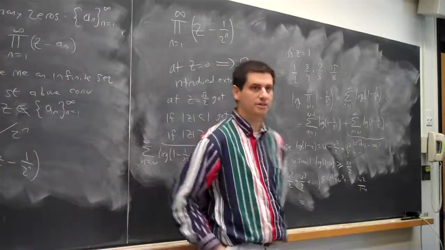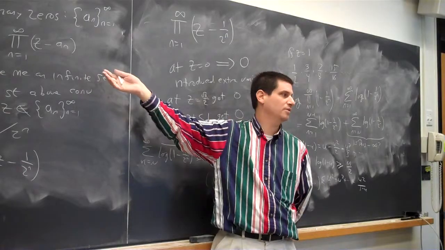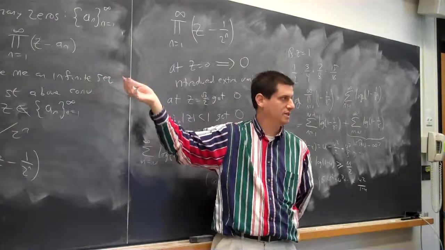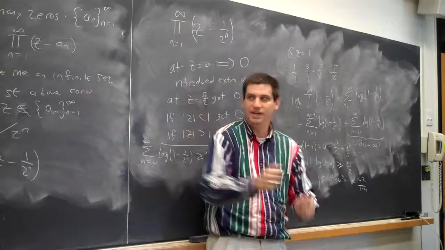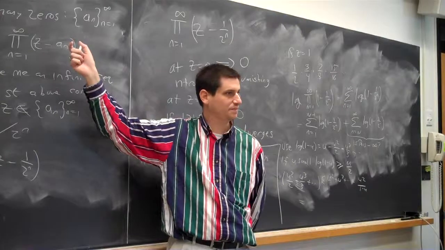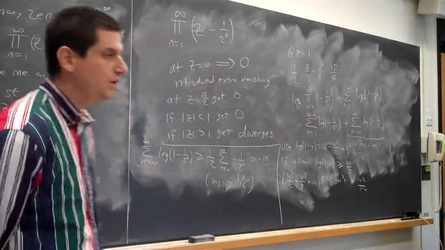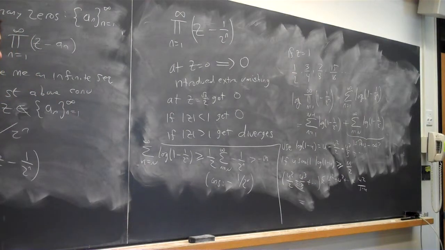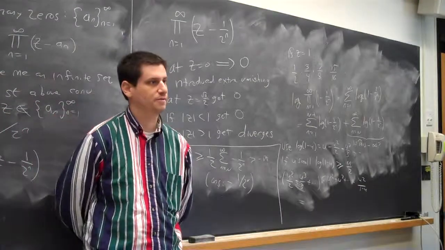So the problem here is that my function just has too much decay. When I have this infinite product, it's crunched down to 0 if the absolute value of z is less than 1. If, instead, the absolute value of z is greater than 1, what's the problem? Diverges to infinity. So one way around this is you might want to put some constraints on the a's. Maybe we assume the a's go off to infinity.